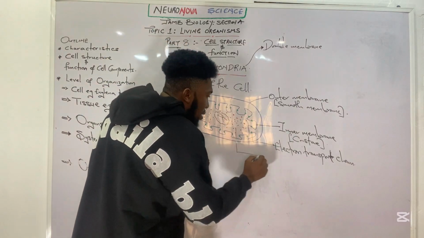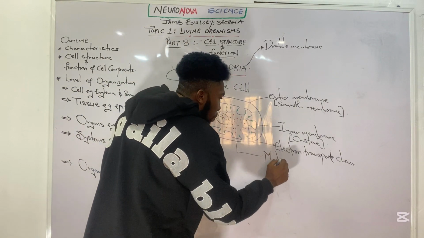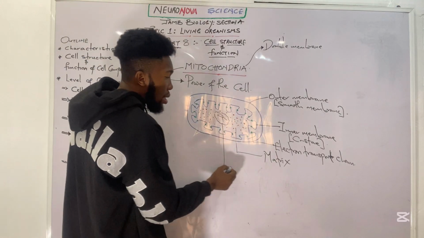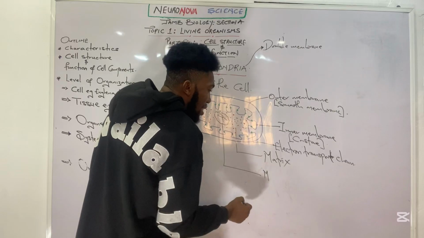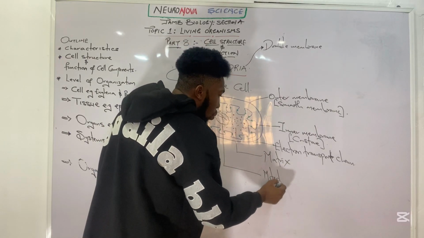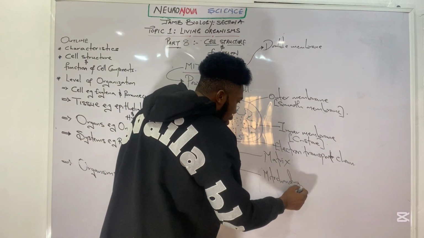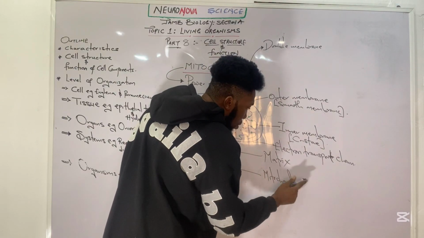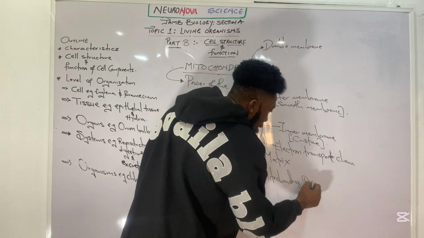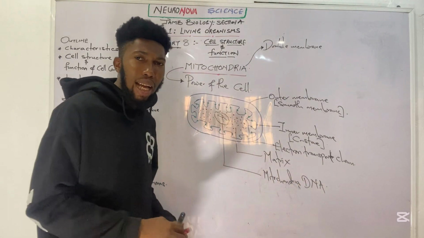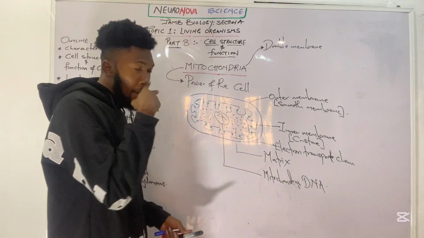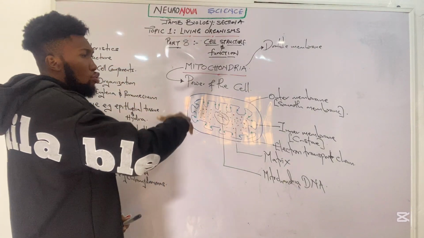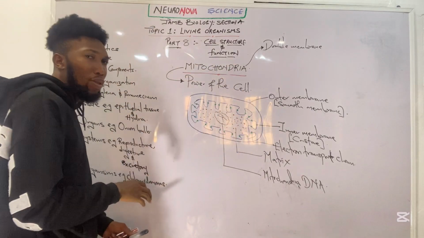And inside here is the matrix of the mitochondria, within which you have your mitochondrial DNA. Mitochondrial DNA. So that tells you that the mitochondria has its own personal DNA, and in a way it produces mitochondrial proteins and all. Good. Having known the structural composition of the mitochondria, are you there now?